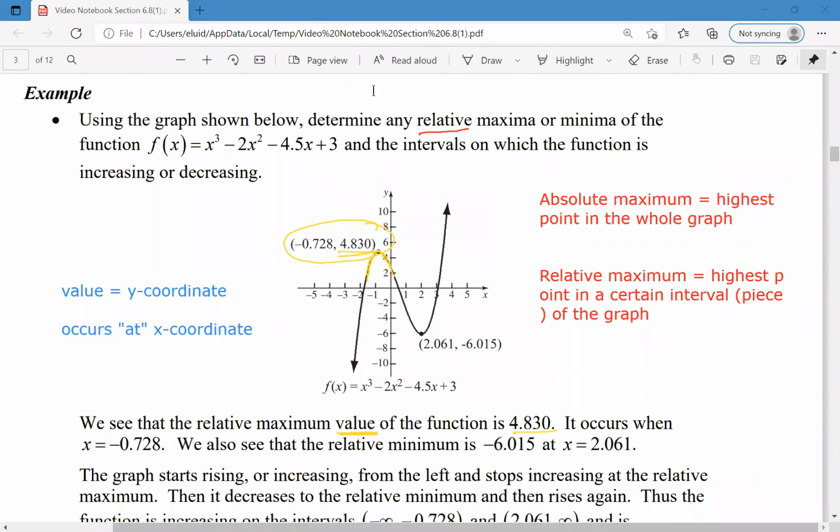So I'll just circle that one. That has that U shape, sort of like a valley, where the graph changes from decreasing to increasing. So the relative minimum value is negative 6.015. So again, that's the relative minimum value, and it occurs at x equals 2.061. So that's the lowest y value in this area. Where does it happen? It occurs at the x coordinate. So again, the value is the y coordinate, and where it occurs is the x coordinate. So just some little language details to get used to.